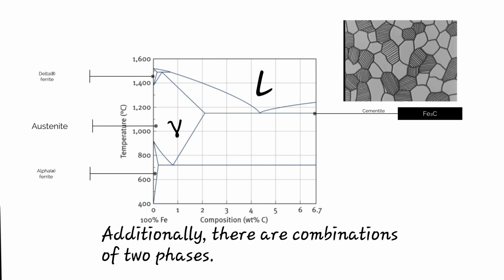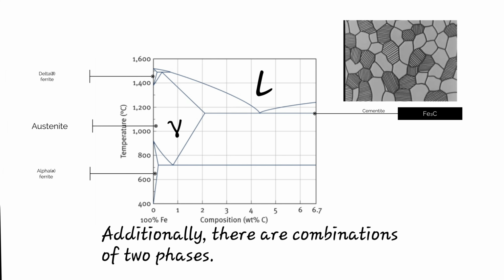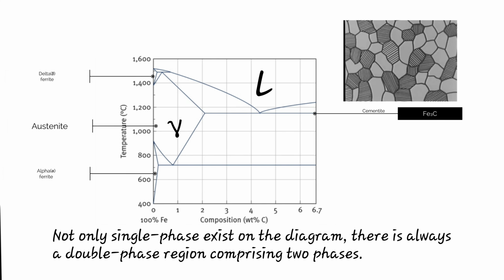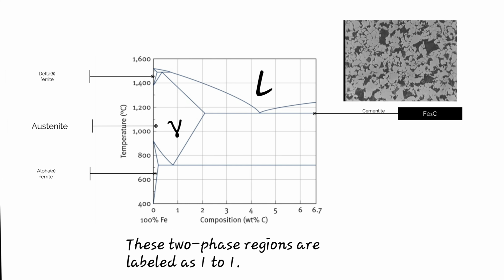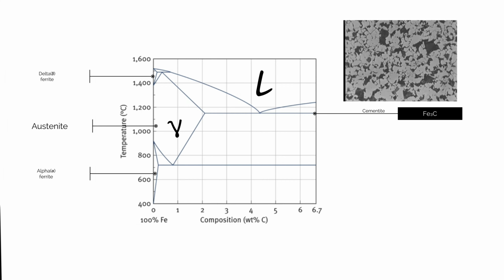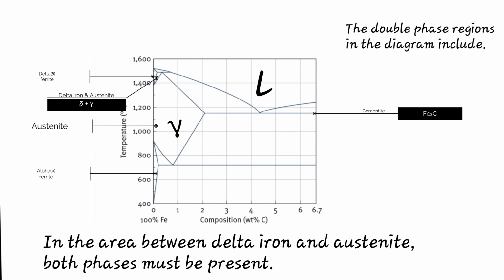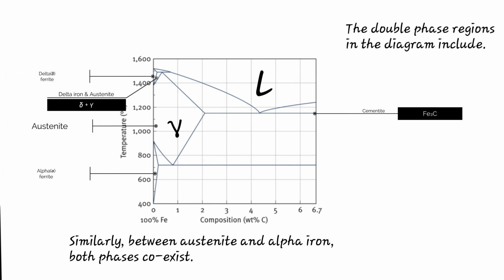Additionally, there are combinations of two phases. Not only single phases exist on the diagram, there is always a double-phase region comprising two phases. These two-phase regions are labeled as 1-to-1. In the area between delta iron and austenite, both phases must be present. Similarly, between austenite and alpha iron, both phases coexist.